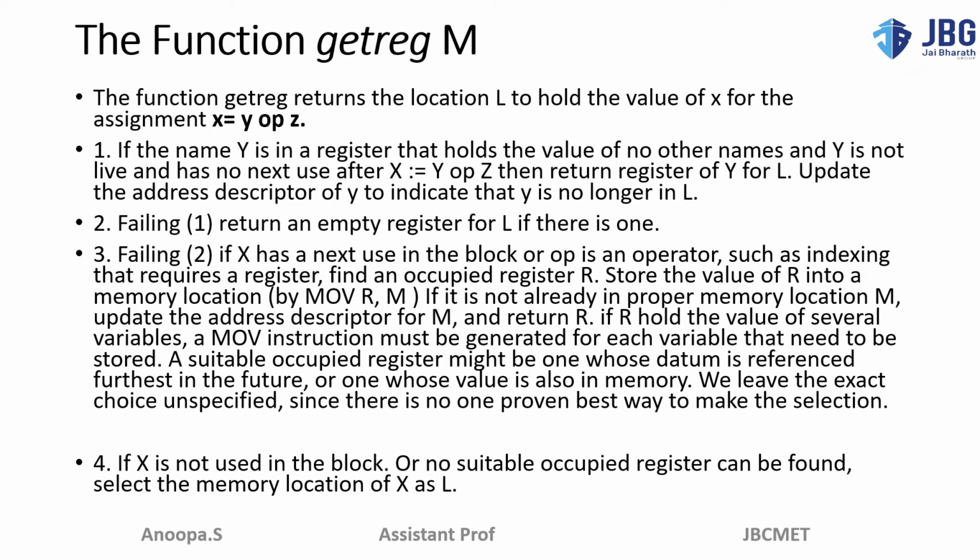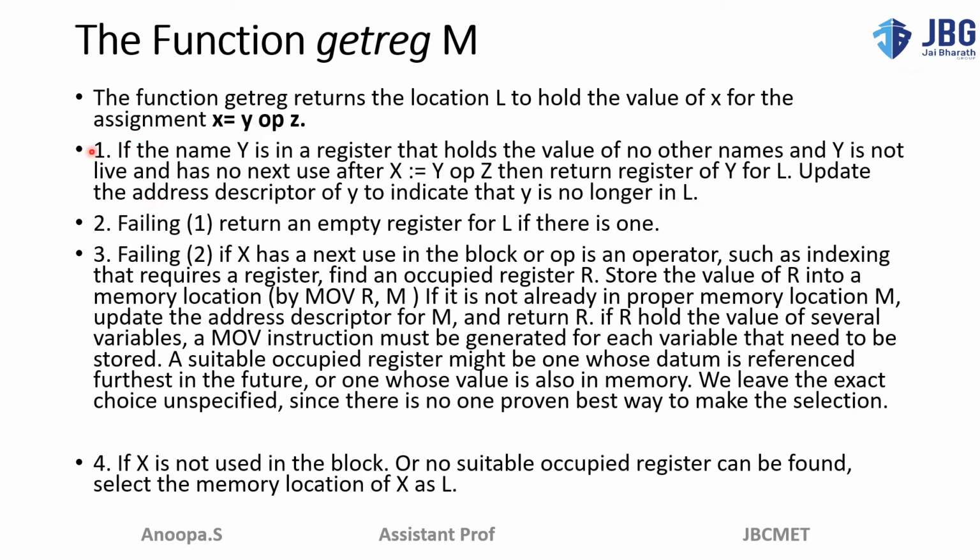Next is the function getReg. The function getReg returns the location L to hold the value of x for the assignment x equal to y op z. So first, if the name y is in a register that holds the value of no other names, and y is not live and has no next use after x equal to y op z, then we return the register of y for L, and update the address descriptor of y to indicate that y is no longer in L.